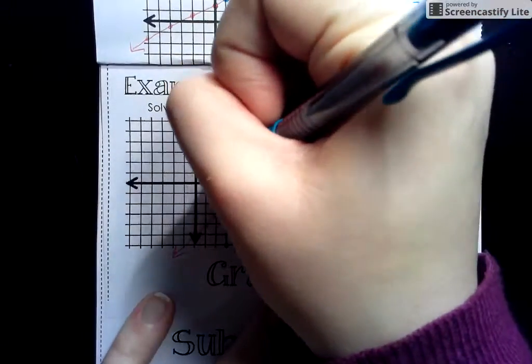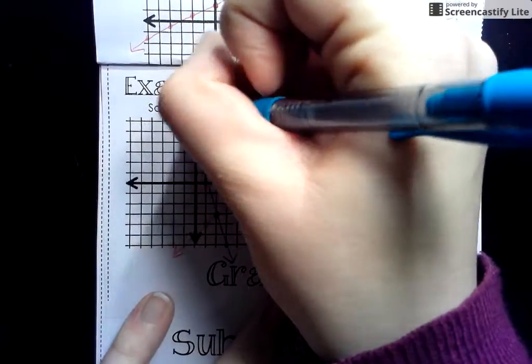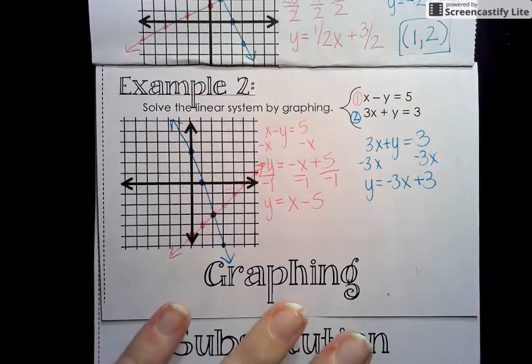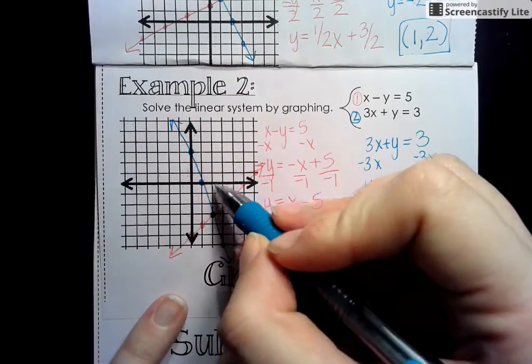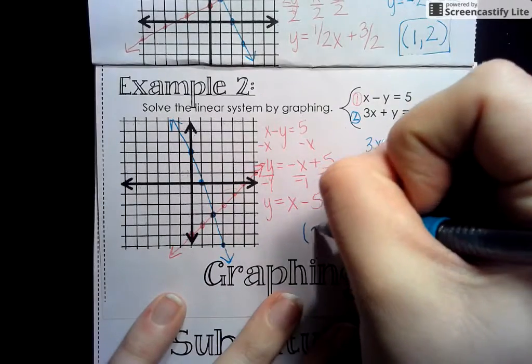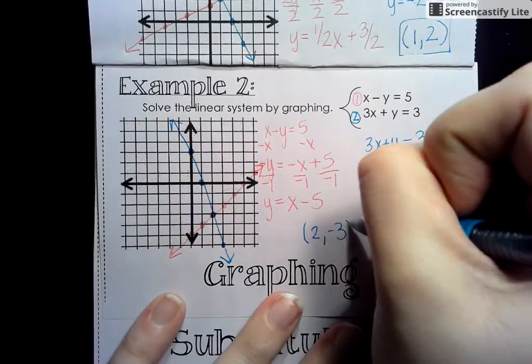And if you notice, it's going to intersect at the solution point. Now that's going to be at 2, negative 3. So my solution point is 2, negative 3.